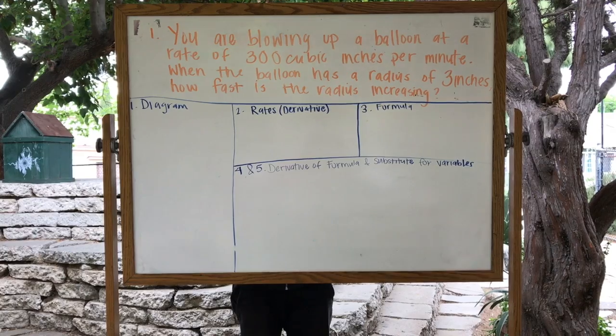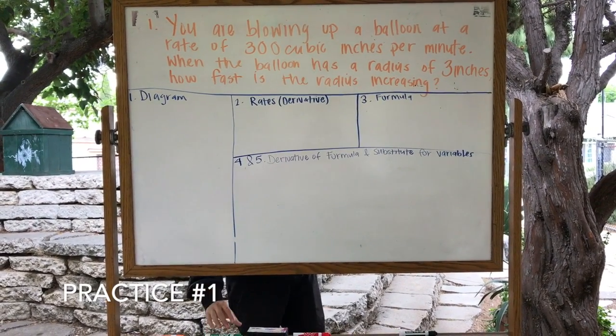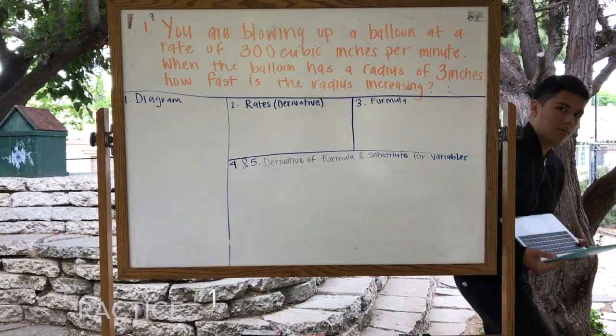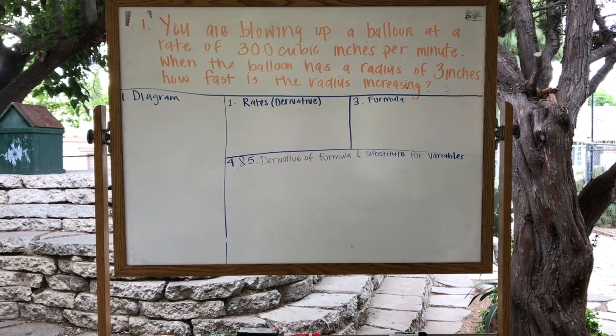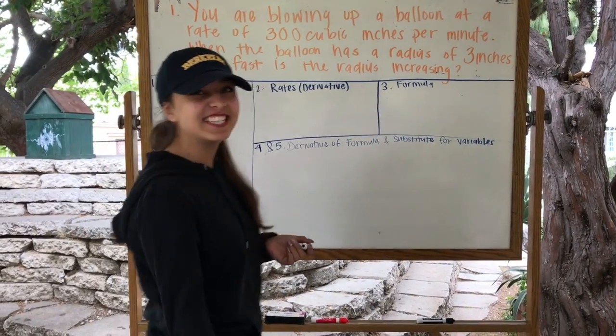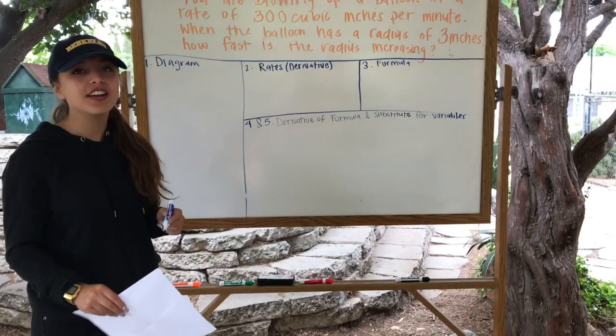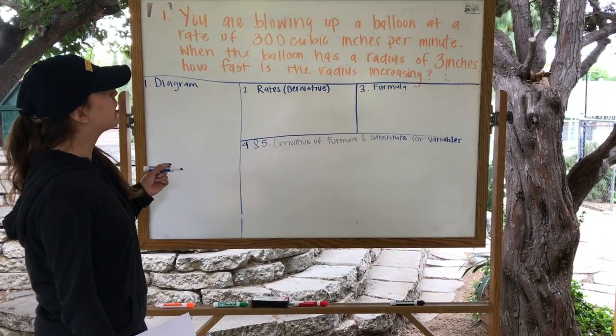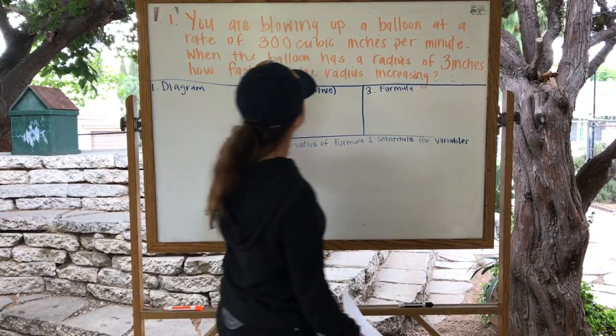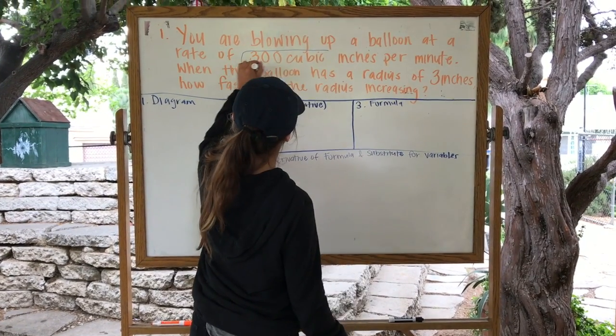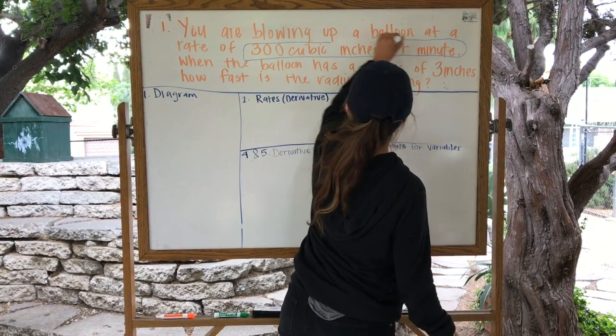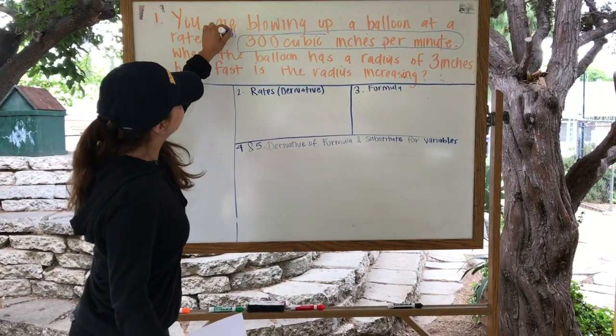You are blowing up a balloon at a rate of 300 cubic inches per minute when the balloon has a radius of 3 inches. How fast is the radius increasing? Good question. Let's answer that. Okay, so what do we know in this problem? It first tells us that it is blowing up at a rate of 300 cubic inches per minute. So that's already one rate we know.